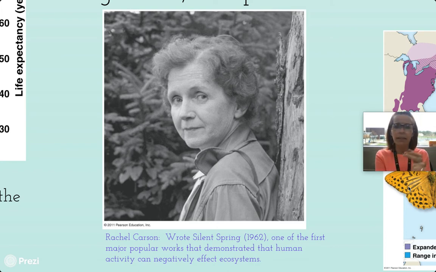DDT is great at killing mosquitoes, and there are many, many mosquito-borne diseases around the world. Yellow fever, Zika, and malaria are the ones that come to mind. They kill hundreds of millions of human beings every year. When we used DDT, we saw the death rate from those diseases come down. So now, which is more important? Humans or eagles and other birds of prey?